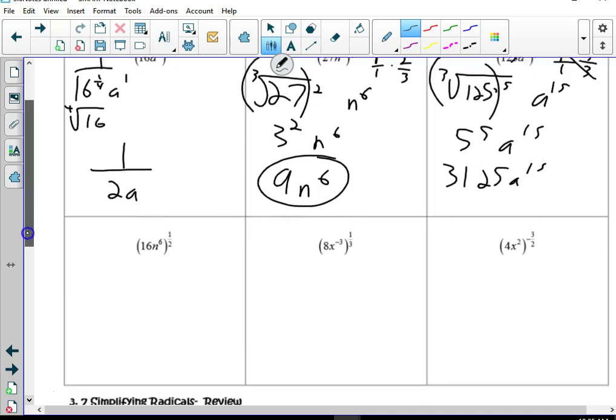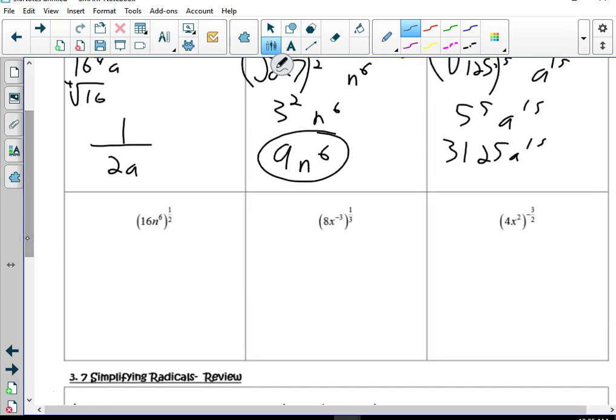3 more. And this time we will be out. Okay. 1/2 really just means the square root, right? This is the square root of 16 times 6 times 1/2. Half of 6 is 3. Square root of 16 is, that's it.